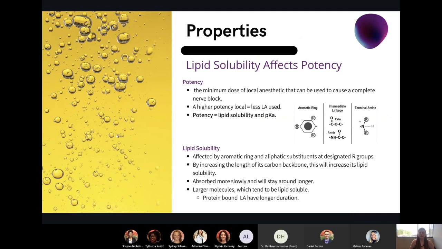The potency of a local anesthetic is the minimum dose of local anesthetic that can be used to cause a complete nerve block. A higher potency local anesthetic allows for lower amounts of local anesthetic to be used. Potency of a local anesthetic is closely related to its lipid solubility and pKa. Lipid solubility of the local anesthetic determines its ability to penetrate lipid-rich nerve sheaths and cell membranes. This is important because, as you remember from before, local anesthetics block voltage-gated sodium channels from the inside of the neuron. Local anesthetics' lipid solubility is affected by two things: its aromatic ring and aliphatic substituents at the designated R groups in the picture shown here.